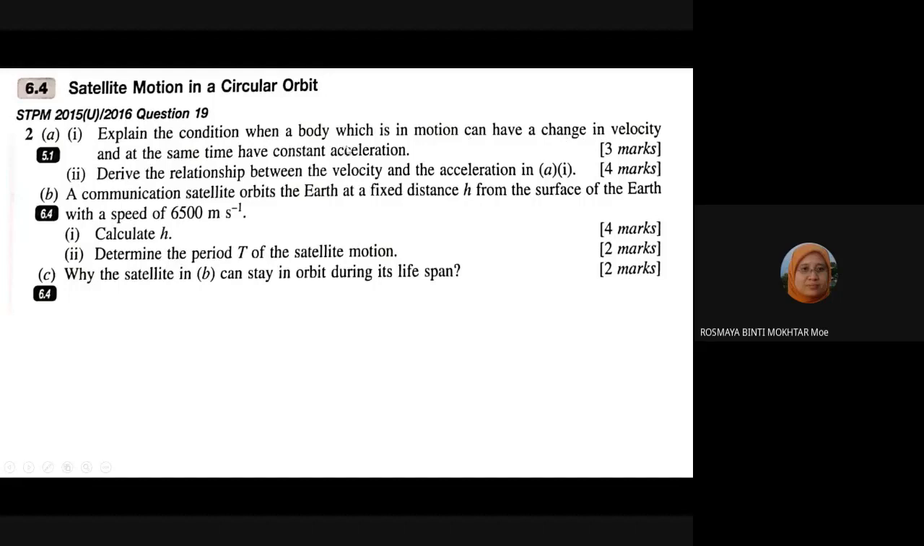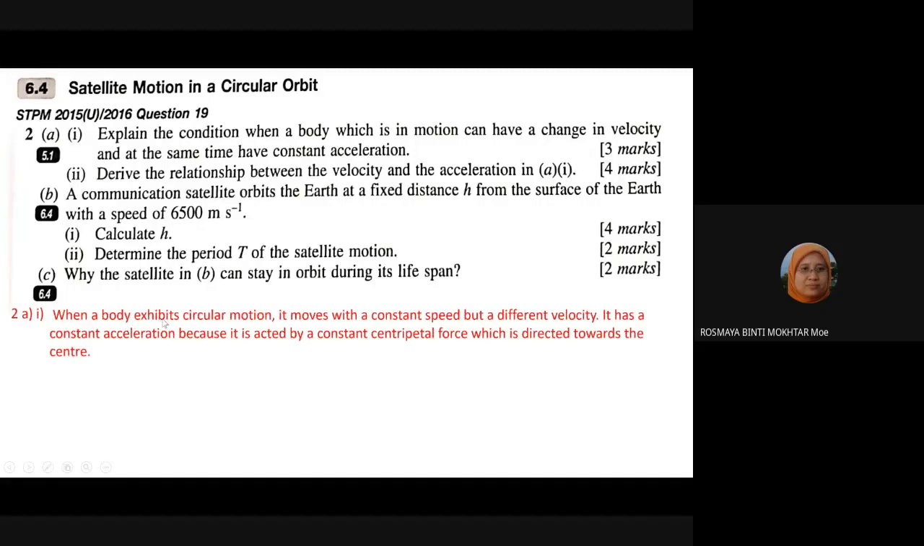Then constant acceleration. When a body exhibits circular motion, it moves with constant speed but different velocity, because it changes in direction with the same magnitude of speed. It has a constant acceleration because it is acted on by a constant centripetal force. In the case of satellite motion in circular orbit, it equals GM per r squared. So it depends on the case.